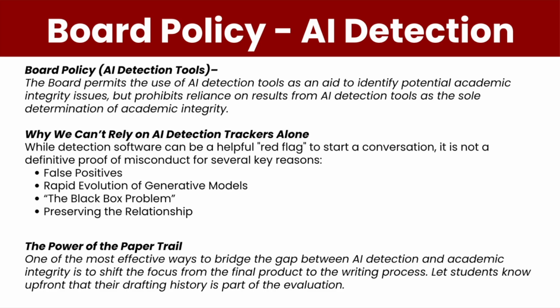Our policy also acknowledges the limitations of AI detection tools, and they shouldn't be the only source of identifying academic integrity issues involving AI. While detection software can be a helpful red flag to start a conversation, it's not definitive proof of misconduct. AI detectors are far from perfect. Other methods for evaluating the authenticity of a student's work should include conversations with students, drafting history, and evidence of the writing process along the way.